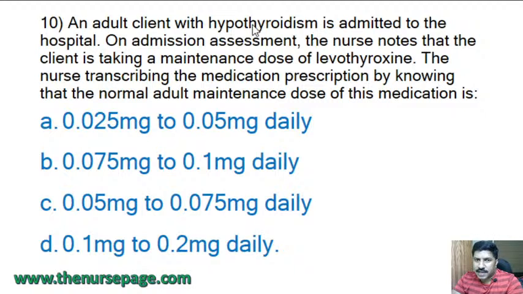An adult client with hypothyroidism is admitted to the hospital. On admission assessment, the nurse notes that the client is taking a maintenance dose of levothyroxine. The nurse is transcribing the medication prescription by knowing that the normal adult maintenance dose of this medication is 0.025 mg to 0.05 mg daily, 0.075 mg to 0.1 mg daily, 0.05 mg to 0.075 mg, or 0.1 mg to 0.2 mg daily. Maintenance dose of levothyroxine.